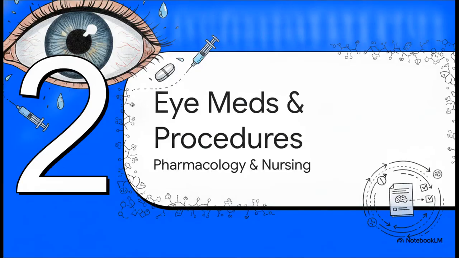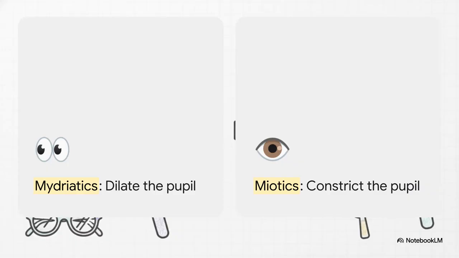Moving right along to Section 2, eye medications and procedures. For our fourth point, we have to distinguish between two drug classes that students mix up all the time. But honestly, it's pretty easy to remember once you see it. Mydriatics dilate the pupil. Just think of the D in mydriatic for dilate. Miotics, on the other hand, constrict the pupils. Locking those two distinct definitions in your brain is a game changer for eliminating incorrect answer choices on test day.